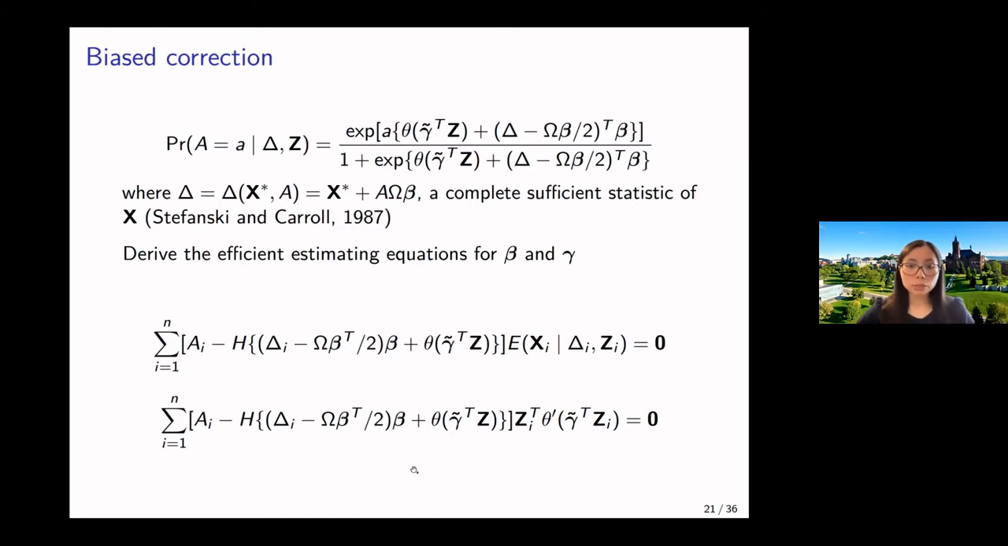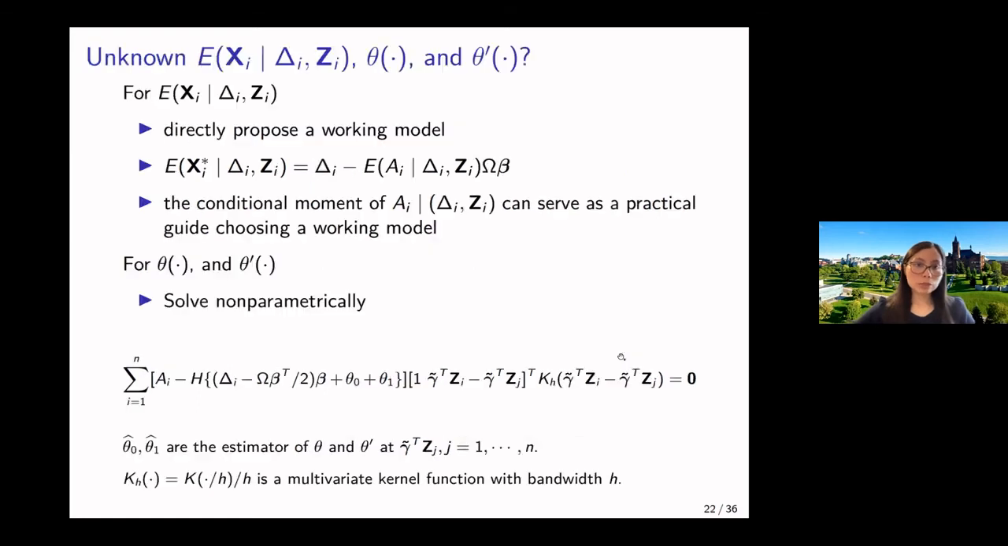In these two equations, they are not ready to implement yet because we have this unknown non-parametric link function and the conditional expectations of the two covariates given the delta and Z. If we use the definition of expectation, then we will need to know the conditional distributions of X given delta and Z. However, none of them are available. So our strategy is we directly propose a working model for this conditional expectation.